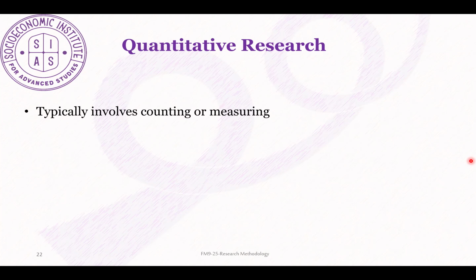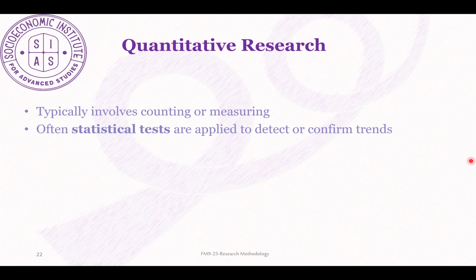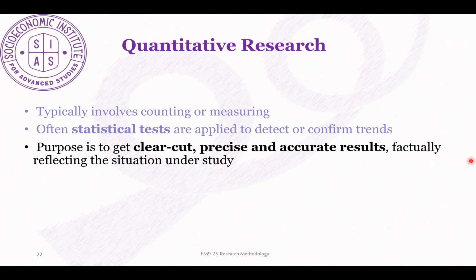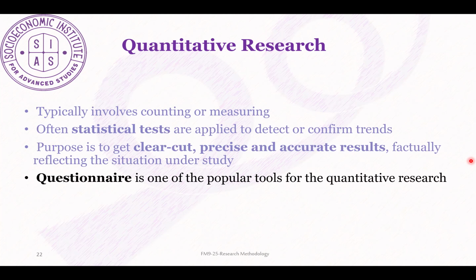Quantitative research involves counting or measuring. It often uses statistical tests to detect or confirm trends. It aims to get clear-cut, precise, or accurate results, factually reflecting the situation under study. And usually it uses a questionnaire, which is the most popular tool in quantitative research.